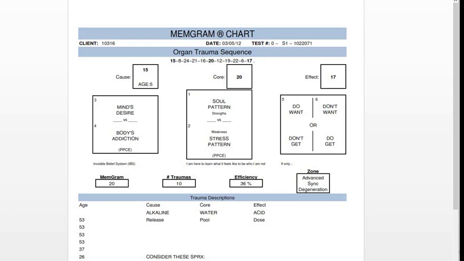Okay, at the top of the Memgram chart, right under organ trauma sequence, you'll find a chain of numbers. These numbers represent glands and organs. From here on, I'll just refer to them as organs. You can think of them as a chain of dominoes. The left one, which is the past cause, knocking over the next one, the next one, the next one, until you reach the right side, which is the present.